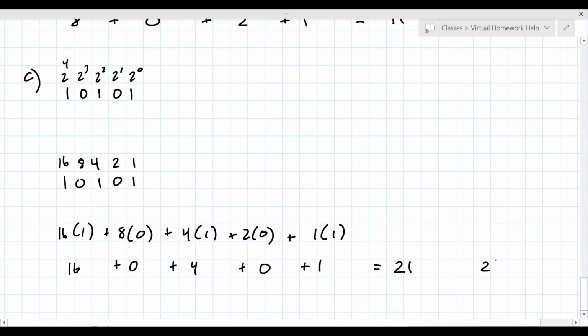or 21 base 10. Another thing to remember is that there's a ton of calculators, online calculators out there right now that'll help you go back and forth between binary and base 10.